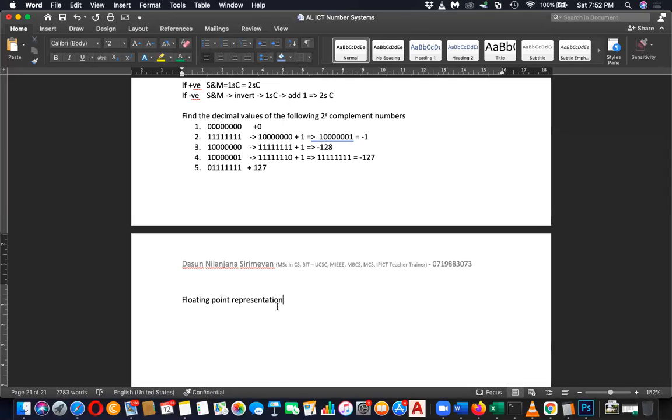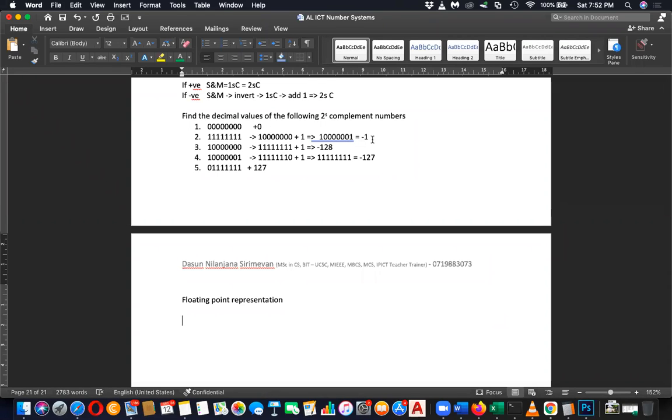Okay. Floating point representation. Right, heading, write the heading, floating point representation. Netuli, you did all correct or wrong? So these are the answers. Check and let me know. All correct or some wrong?